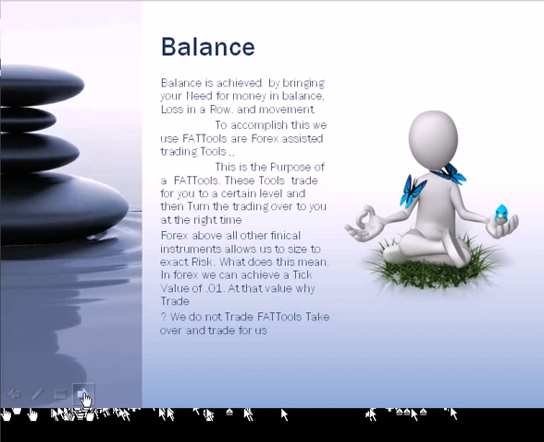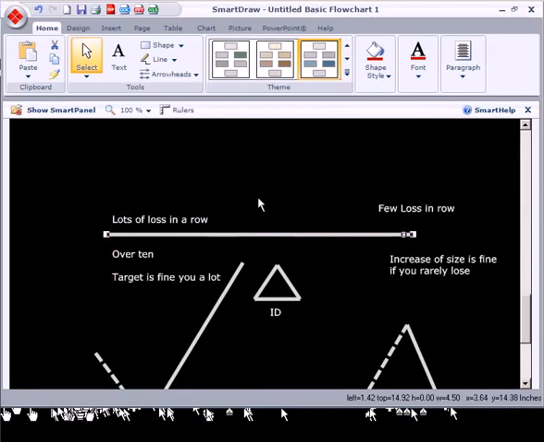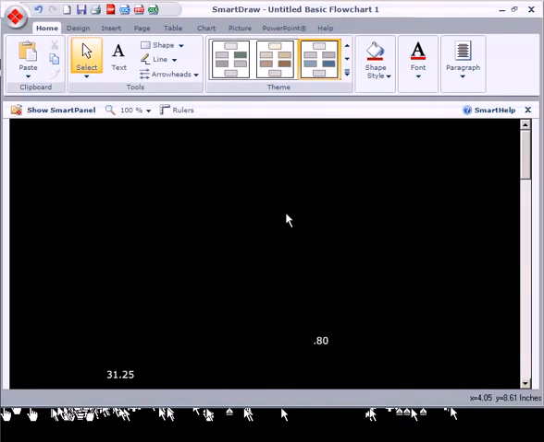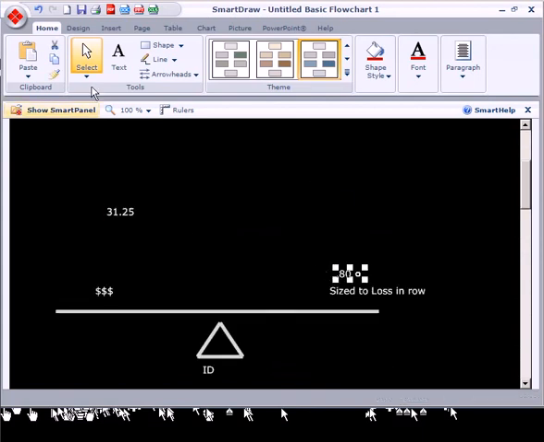Forex, above all other financial instruments, allows you to size to exact risk. What does this mean? In Forex, we can achieve a tick value of 0.01. At that value, why trade? We don't trade. We have a computer do it for us. So the balancing factor on the id, up here, what balances this is a tool. Now, what do I mean by that? Do you care if a computer trades at 80 cents? Can a PC trade at 0.80 cents profit for you? Of course, you don't care if a PC trades.